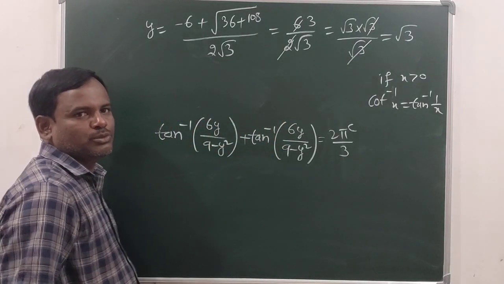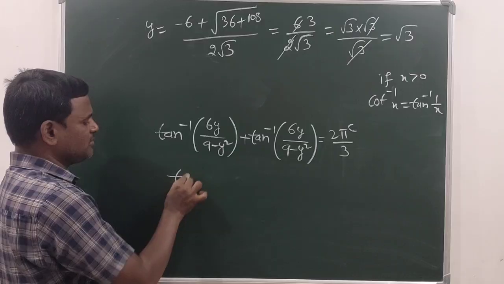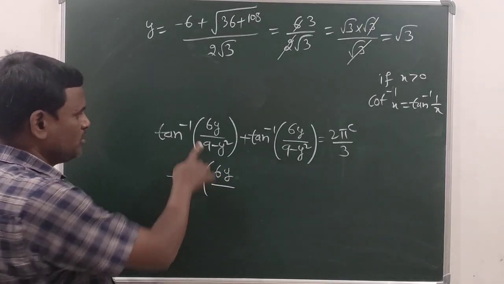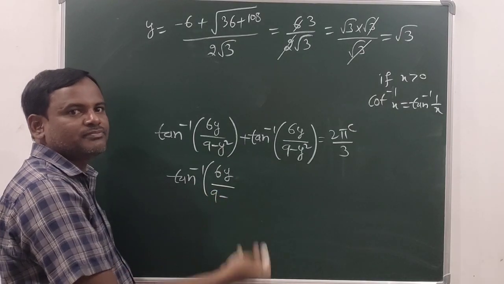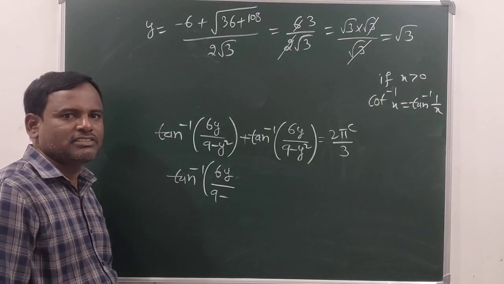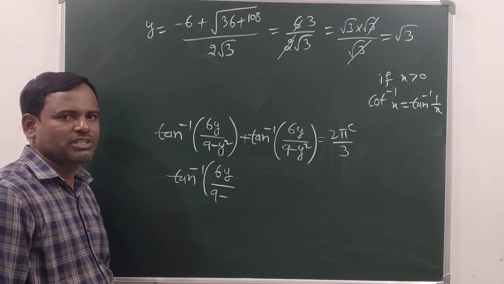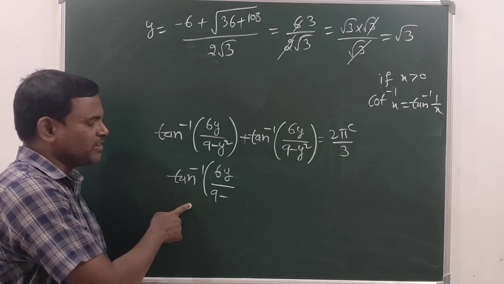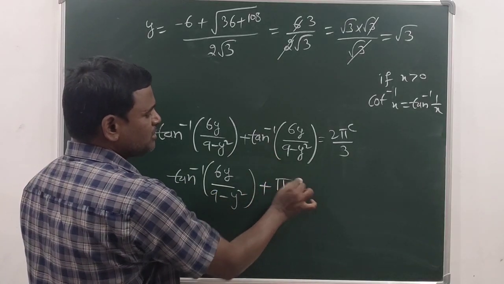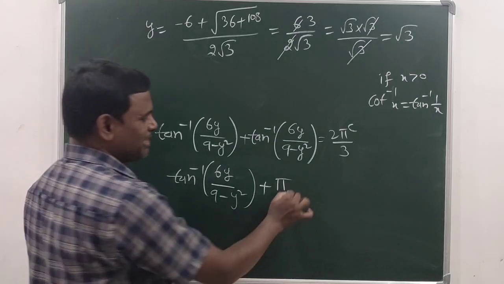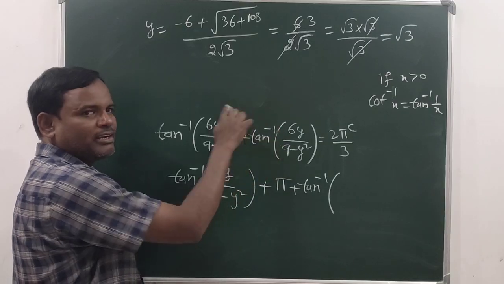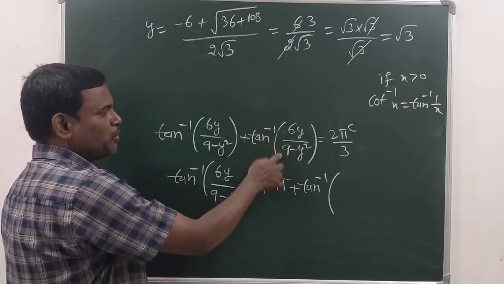Now we are seeing case 2. In case 2, this has to be written as it is, because whenever x is negative, tan inverse of minus x should be written as minus tan inverse of x. No change, no pi will come there. So write this one as it is, and this one you have to write as pi plus tan inverse of 1 by x. Tan inverse of 1 by x means you have to write the reciprocal here.